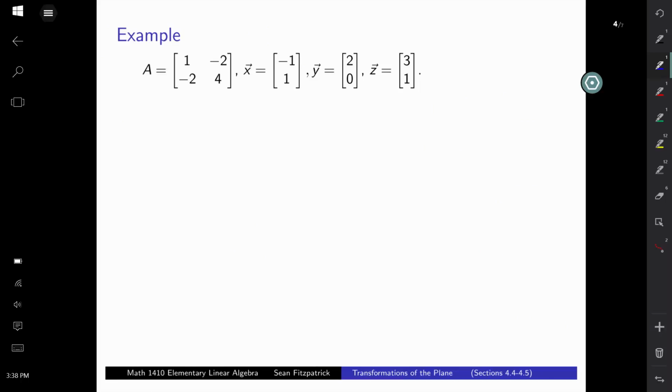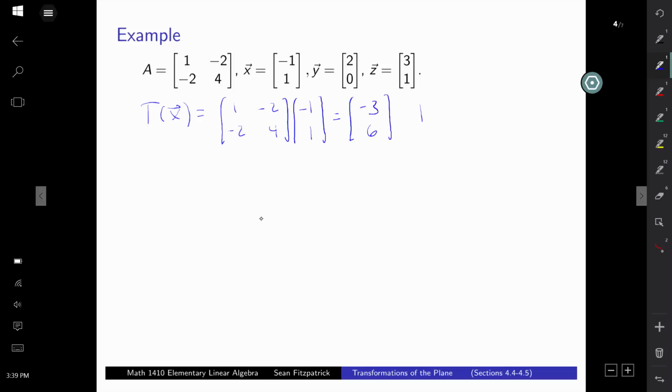We've got a few particular vectors here. We just want to see what happens to those when we transform them. So we can calculate T of x, (1, -2; -2, 4) times (-1, 1). Now this one's a little interesting. What happens here? I get, let's see, -1, -2. I get -3, and then I get 2, and then I get 2 plus 4, I get 6.